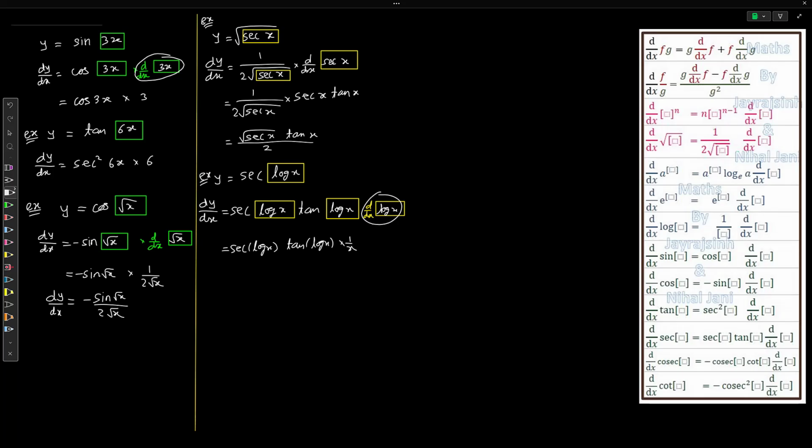Next one. Y is equal to 3 minus 4x whole raised to 5.